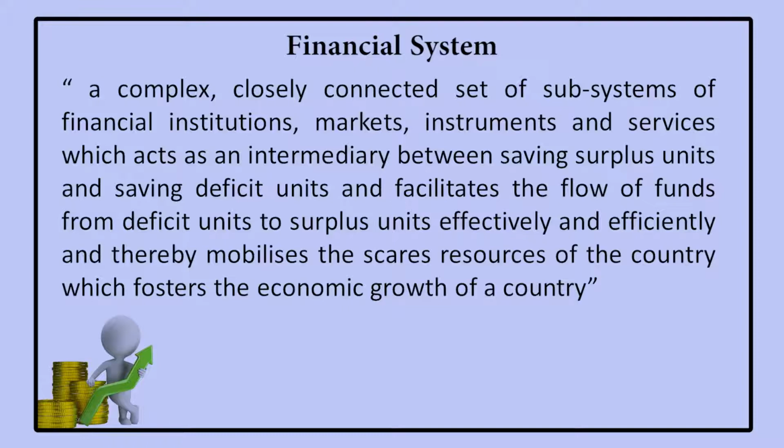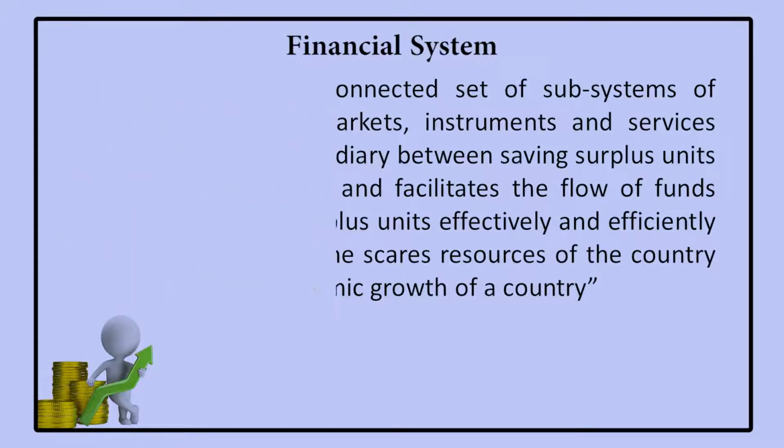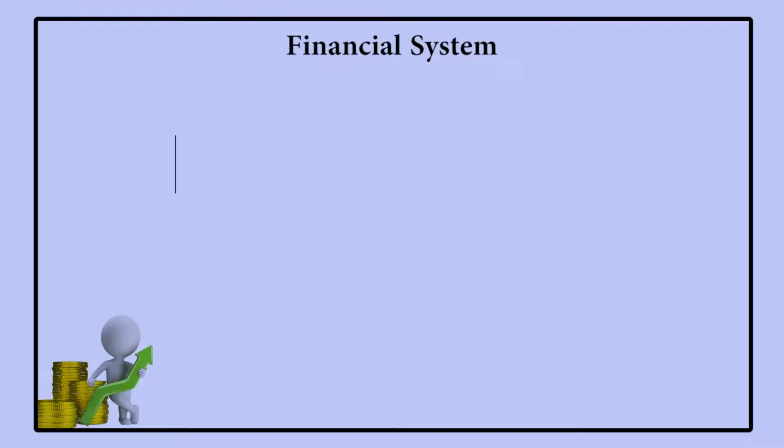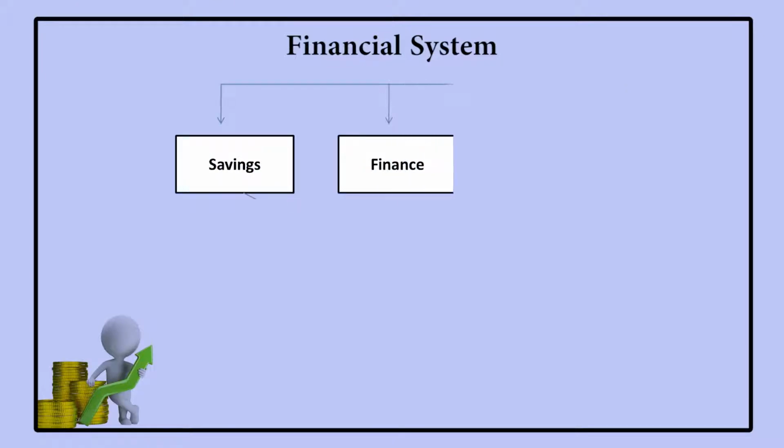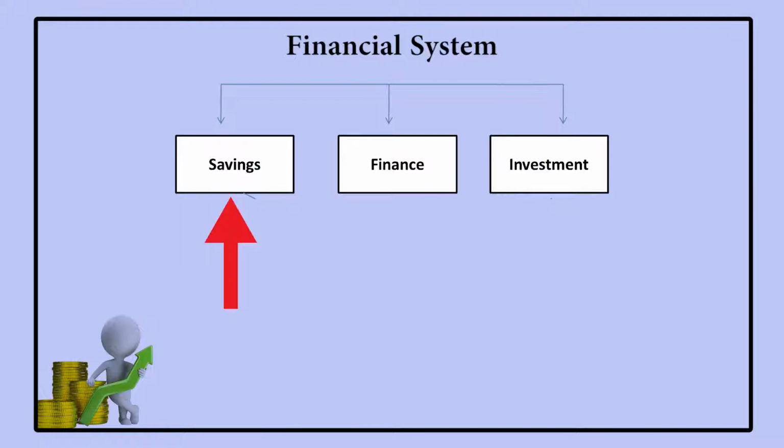Okay, and that is the main goal behind the financial system for the growth of a country, or economic development. Now, from this chart, we can say that the financial system generally covers three main parts. That means savings, finance, and investment.